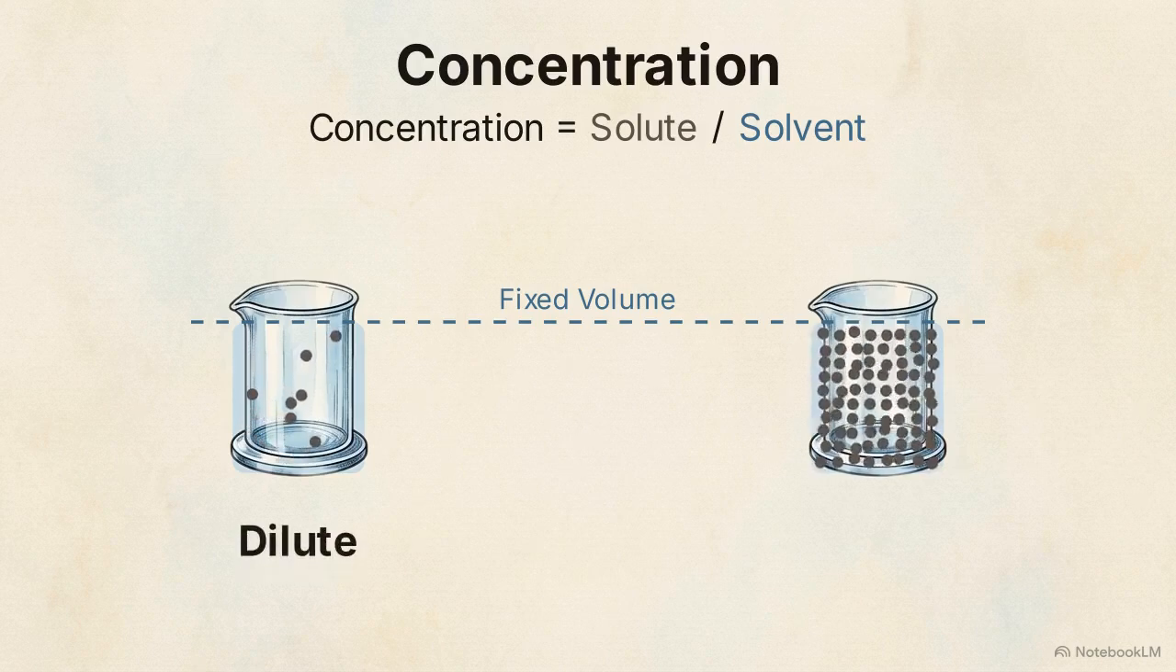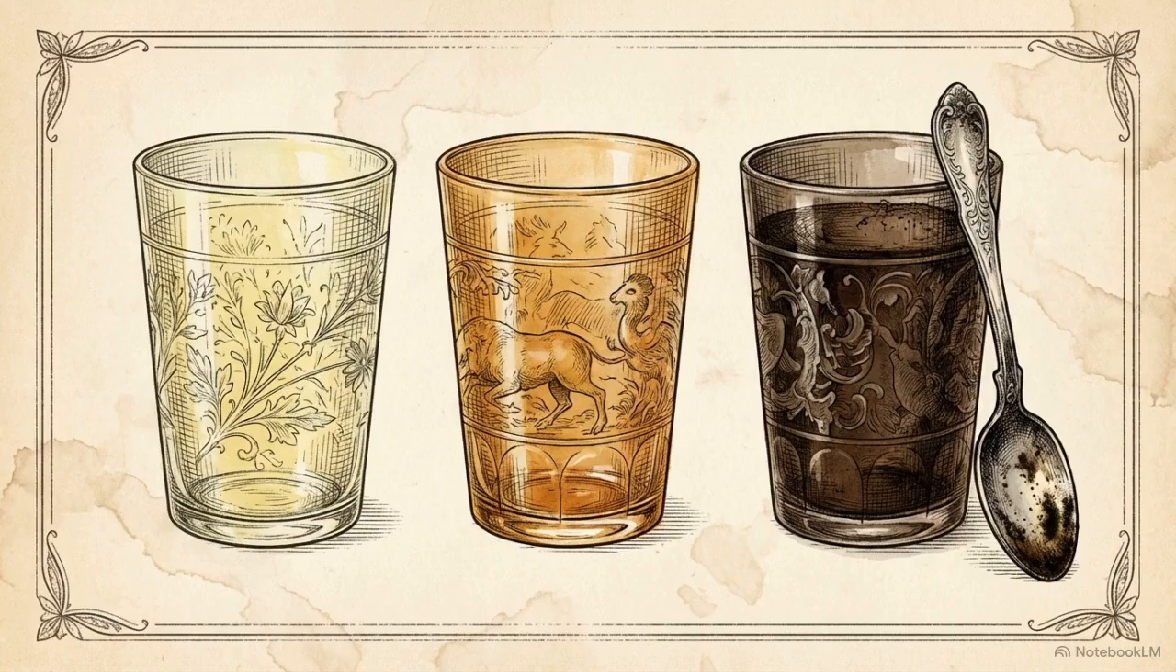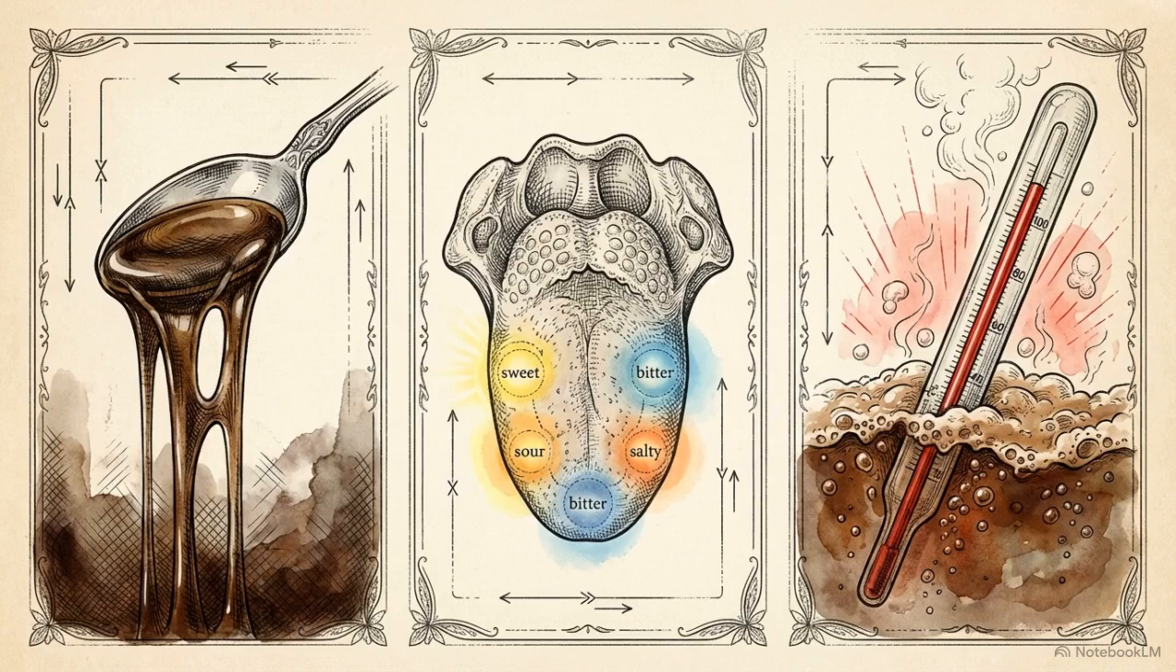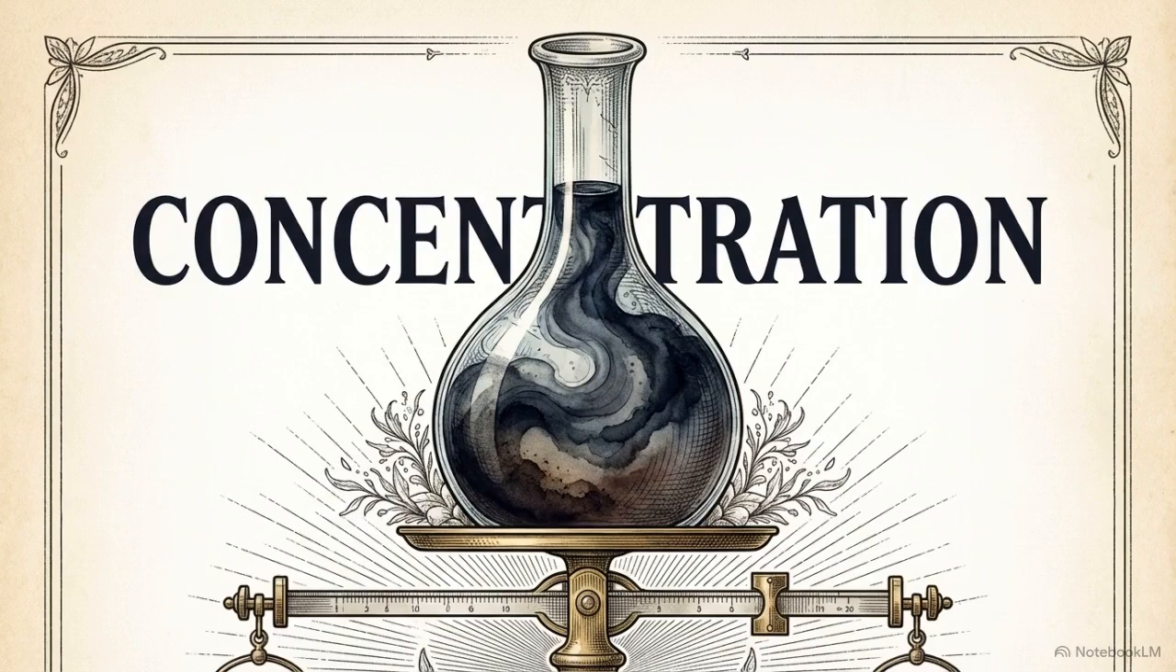On the left, particles are sparse. On the right, they are crowded. Increasing this ratio does more than change the color. It alters the liquid's physical properties, shifting its taste, its viscosity, and the temperature at which it begins to boil. Concentration is a measurable physical transformation of the liquid, defined by how much matter is packed into the mixture.